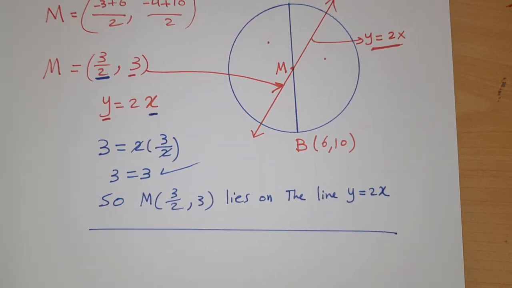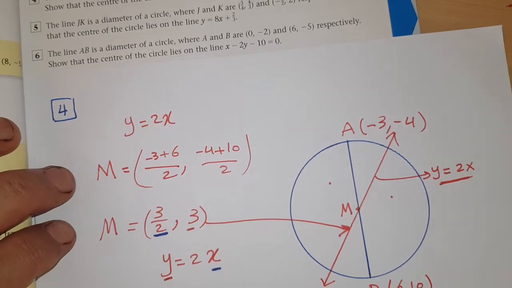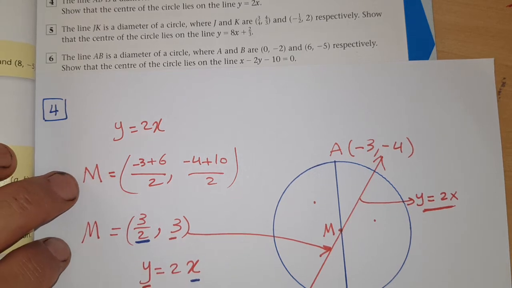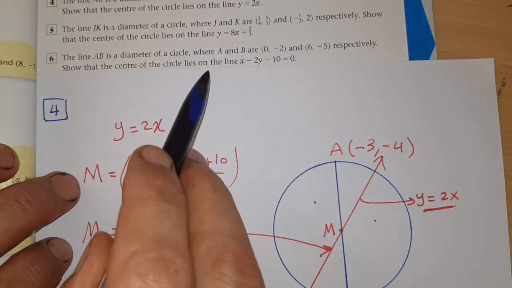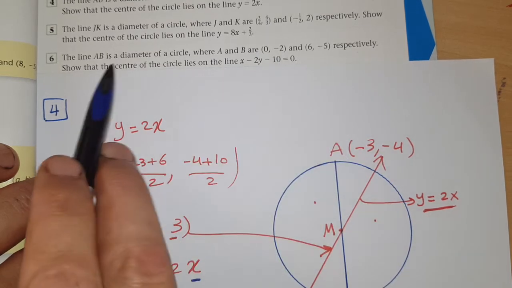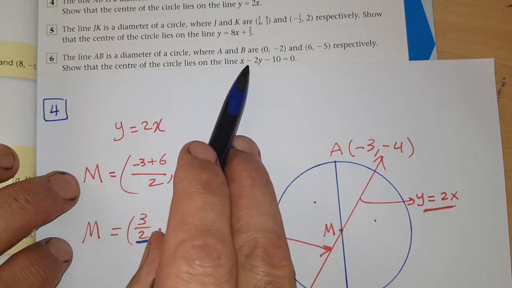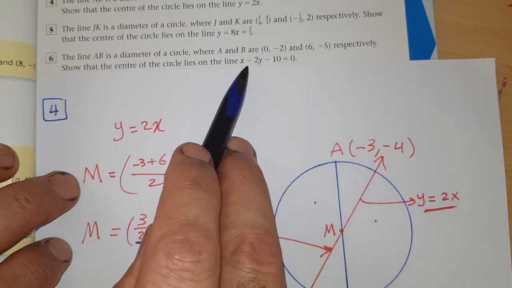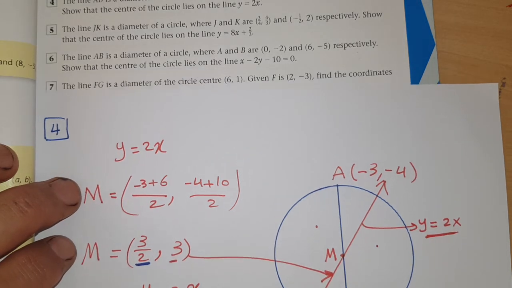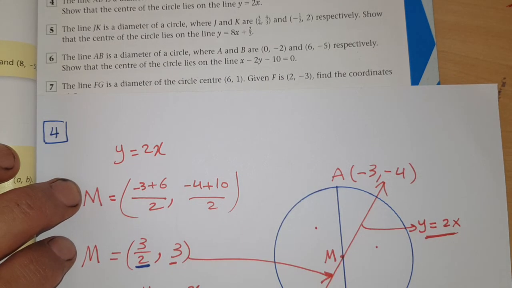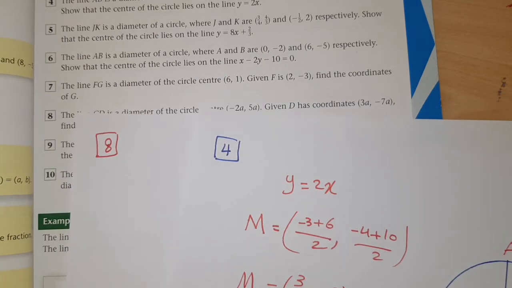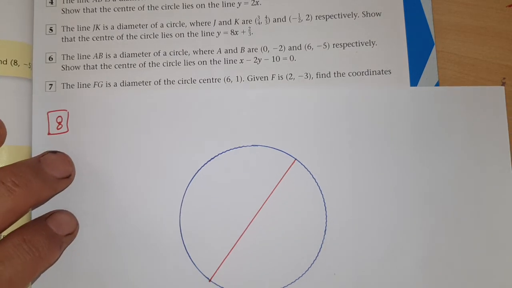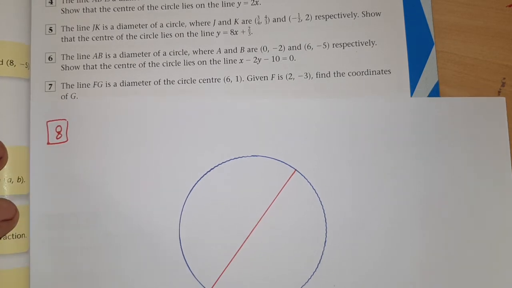Okay. Come now to question number 6. The line AB is a diameter of a circle where A and B are this and this respectively. Show that the center of the circle lies on the same line. This is the same idea. You find the midpoint and substitute into the equation. Is it correct or incorrect? The two sides will be 0 or not. You can check your answer in number 6. Very easy. The answer is in the back of the book. You can check the answer at the end of the book.